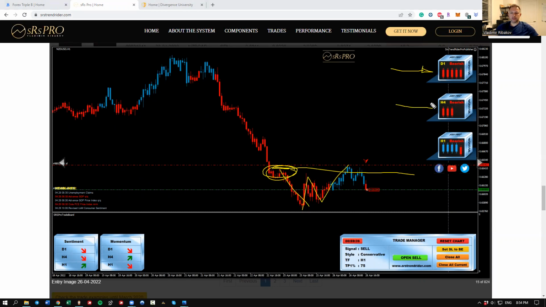Daily chart, clear bearish control. 4-hour chart, also red here. And look at this momentum and the sentiment. 2 out of 3 time frames are clearly bearish. So the rest is history. We want to see the ABCD breaking. We want to see the lows keep being created. And this is a trading opportunity that you simply can't say no to.